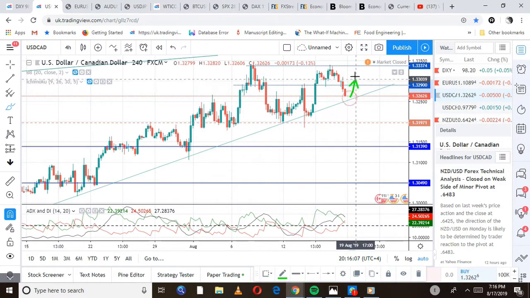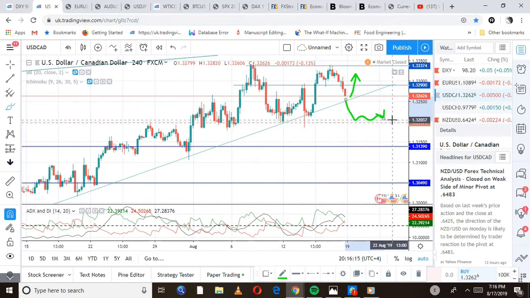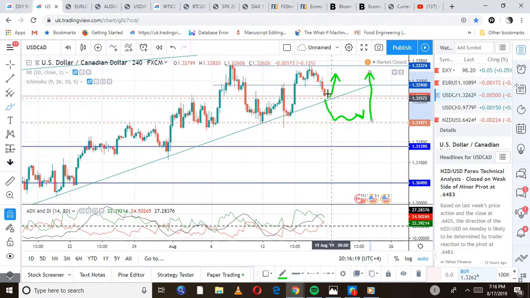Probably this might happen, but I'm so keen to see it break through here and come and test these levels, where I'm going to look for a buy limit and take it all the way up. So the problem with this area right there is it doesn't fit my risk reward ratios. Like you can see that level here, try to buy at 1.32572.